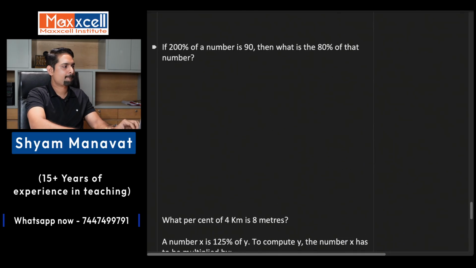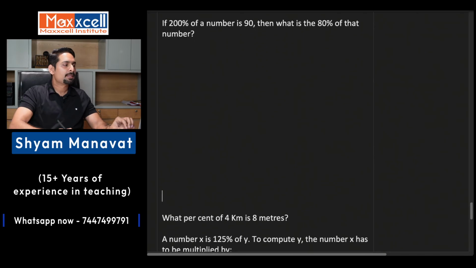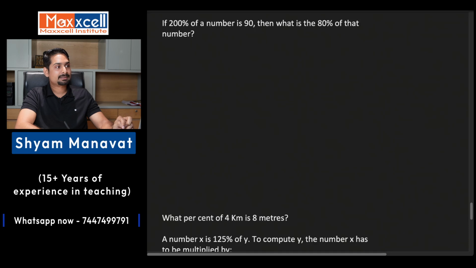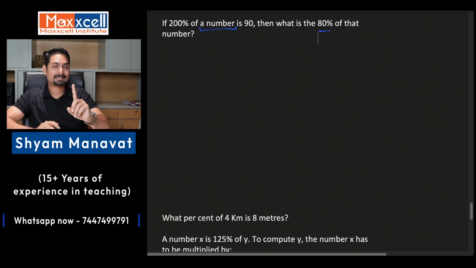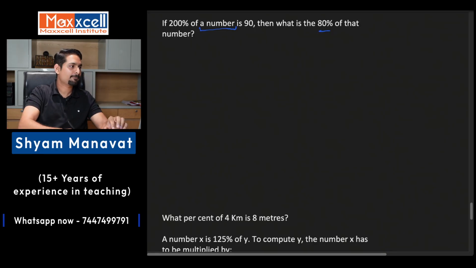Okay. Let's see the next question here. If 200% of a number is 90, then what is 80% of that number? If 200% of a number, this is the number which we don't know, is 90, then what is 80% of that number? I can solve this question by using a calculation trick, but as I said, this video's objective is to make you comfortable with percentage. So let's solve this.